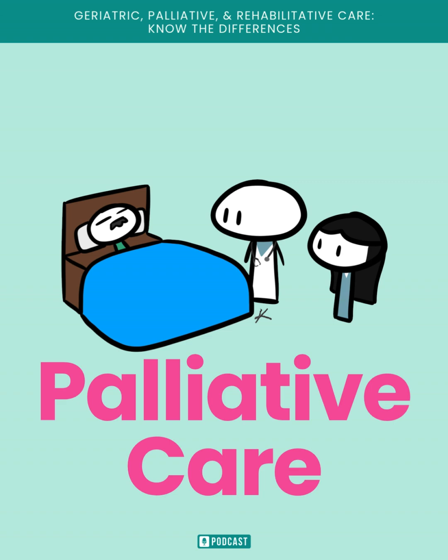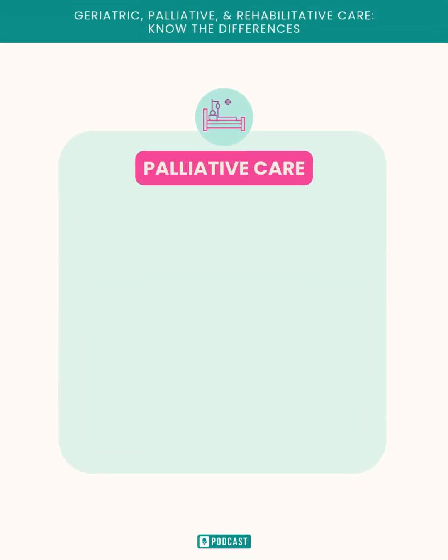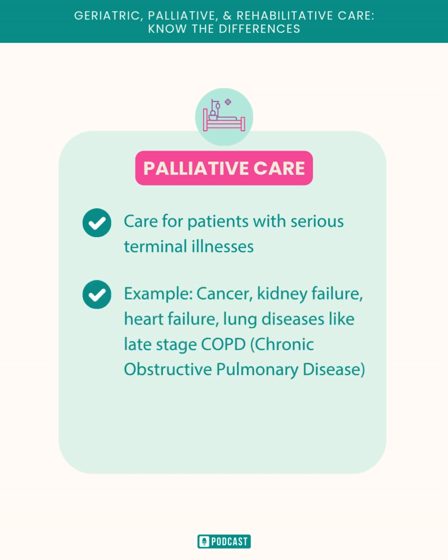Now, the second category is palliative care. Palliative care, as its name denotes, is basically care for patients with very serious terminal illnesses. Usually these are illnesses like cancer, kidney failure, heart failure, or certain lung diseases like late-stage COPD. And the goal of this care is slightly different. The main goal is to provide comfort. There is very minimal curative hope in palliative care. So the goal is just to make this person as comfortable as possible for the rest of his or her life.